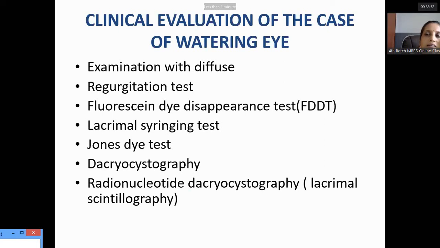So these are the clinical evaluations of the watering eye. It is very important in our day-to-day practice, because patients come with watering. It can be due to a foreign body in the eye, or red eye. It can be due to reflex hypersecretion, or epiphora, or it can be due to obstruction in the nasolacrimal passage. So these are the different mechanisms where we test.